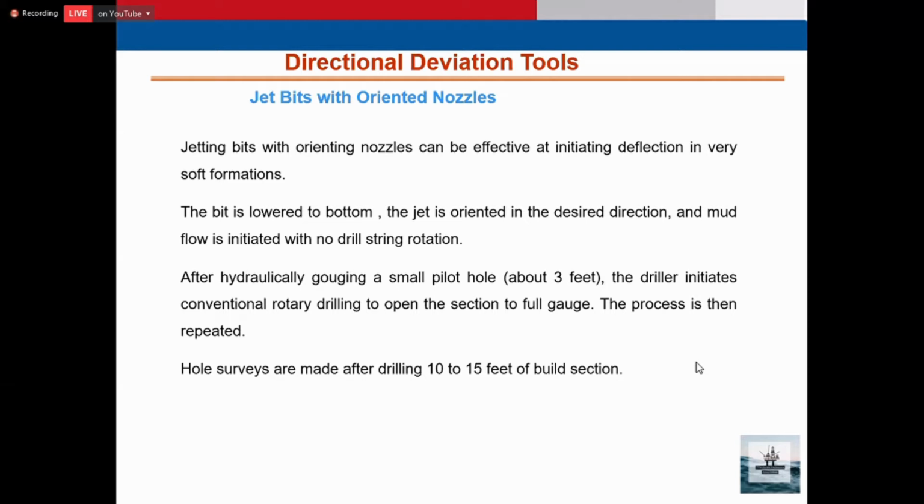After the drilling fluid has been pumped and about 3 feet is drilled, the driller initiates conventional rotary drilling, that means rotating all the drill string. Then the process is repeated. Hole surveys, what is the meaning of hole surveys? As we mentioned yesterday, it is to measure the features of the directional well, as we should measure true vertical depth, measured depth, inclination, and azimuth.